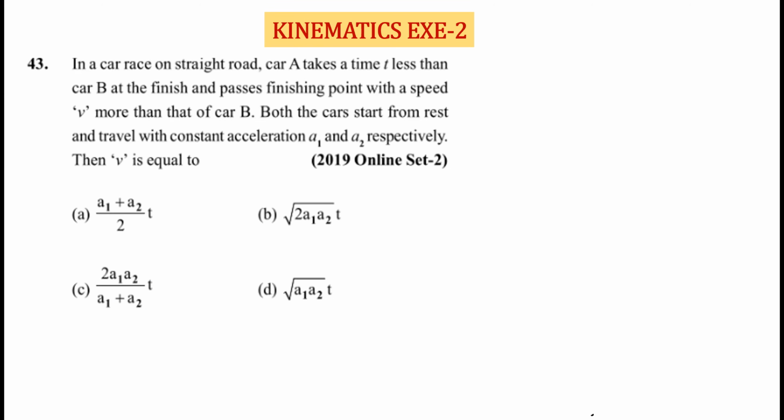Now in question number 43, there is a race of two cars A and B which start from the same point with the same initial velocity 0. They have accelerations of a1 and a2, but A reaches t time earlier than B and finishes with v more velocity than B. A finishes with more velocity than B and takes less time than B, right?